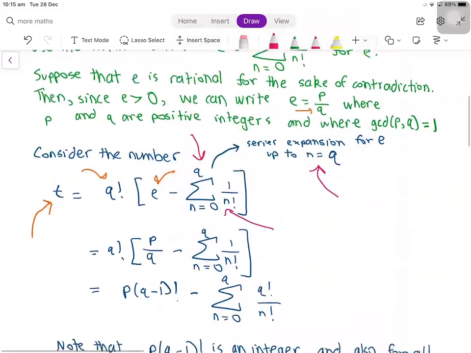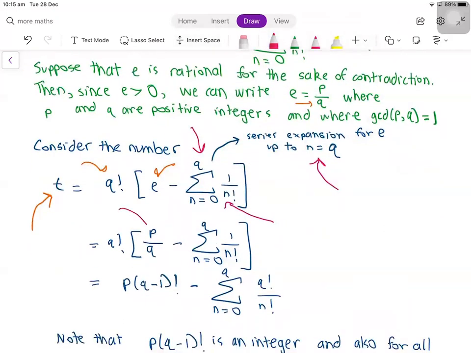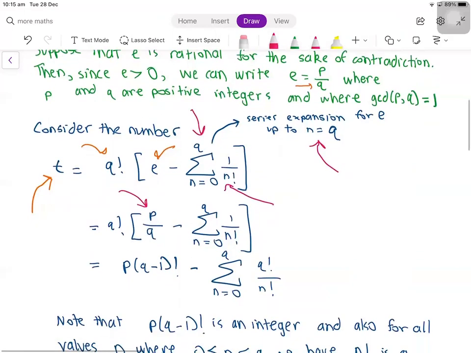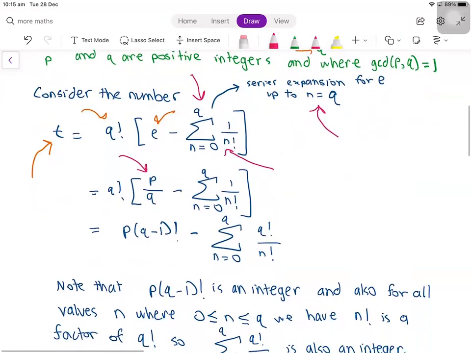Now by our assumption, we can write e as p divided by q. And if we continue, we also get q factorial times p over q is equal to p times q minus 1 factorial. And also we can put the q factorial inside the sum, so we have the sum of q factorial divided by n factorial from n equals 0 to q.